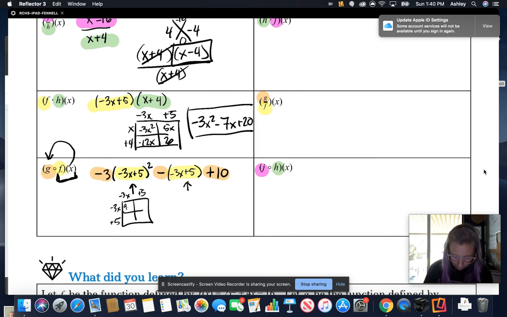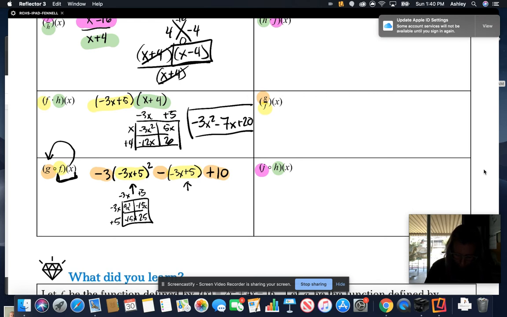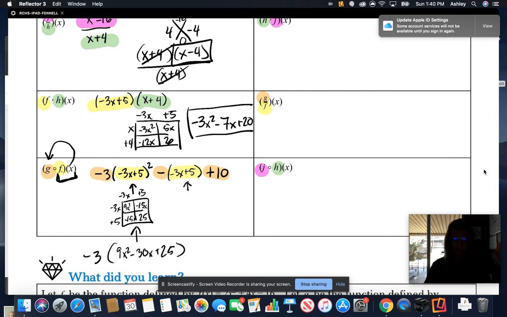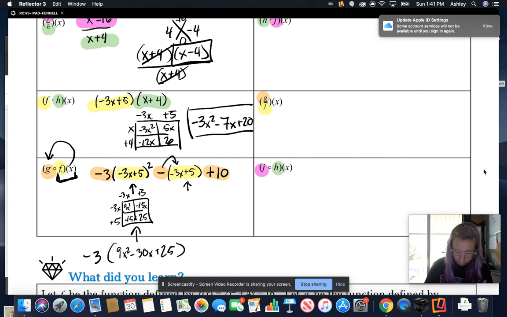So we get 9x squared minus 15x minus 15x plus 25. So just this little part here is 9x squared minus 30x plus 25. Okay, and then I still have to distribute that negative 3, which came from my g of x function. Over here, I need to distribute this negative to both of these, and then I have to combine like terms. All right, so negative 3 distributing this again is going to become positive 3x minus 5, and then I still have that plus 10 at the end.